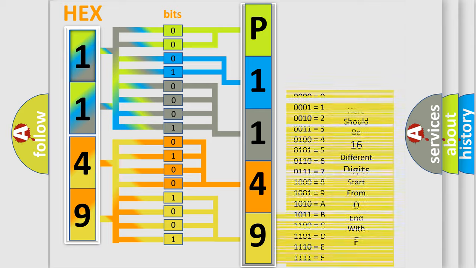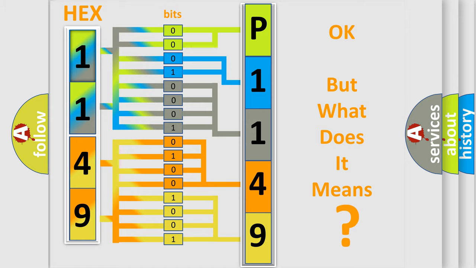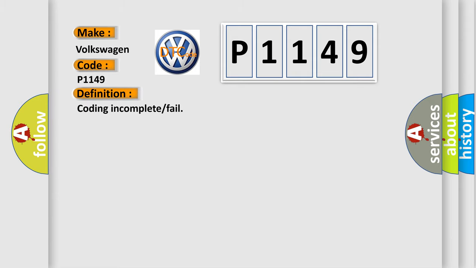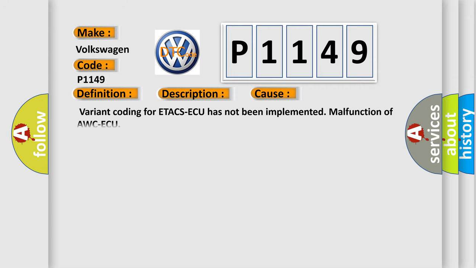We now know in what way the diagnostic tool translates the received information into a more comprehensible format. The number itself does not make sense to us if we cannot assign information about it to what it actually expresses. So, what does the Diagnostic Trouble Code P1149 interpret specifically for Volkswagen car manufacturers? The basic definition is coding incomplete or fail. And now this is a short description of this DTC code. The diagnostic trouble code is set when the AWC-ECU coding has not been performed. This diagnostic error occurs most often in these cases: variant coding for ETACS-ECU has not been implemented, malfunction of AWC-ECU.